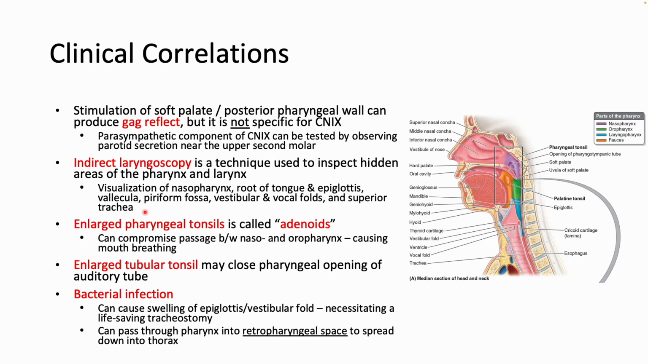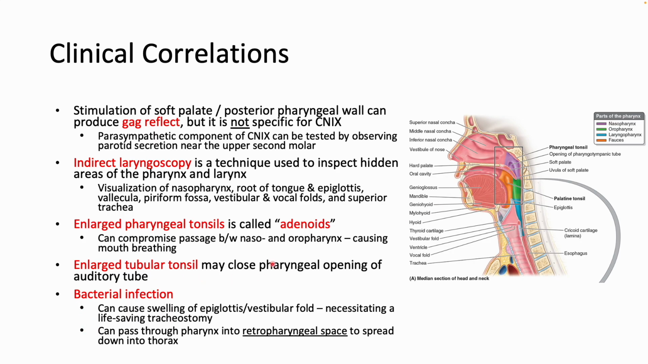Next, an enlarged pharyngeal tonsil. So we have a lot of pharyngeal tonsils. If any of those get enlarged, those are called adenoids. And this can compromise passage between the naso and oropharynx, which will block off this pathway and force someone to breathe out of their mouth. We can also get enlarged tubal tonsils up here near the auditory tube, and if that gets bad enough, then that's going to close the pharyngeal opening of the auditory tube.